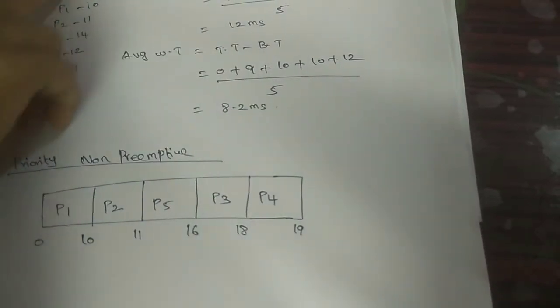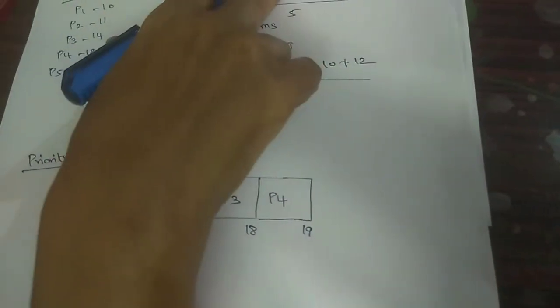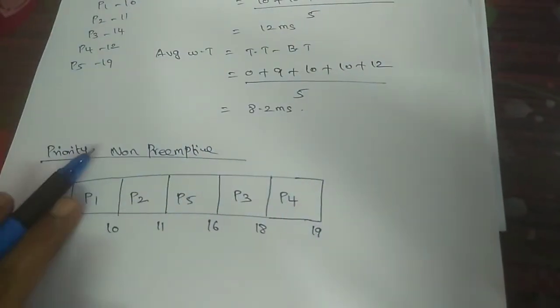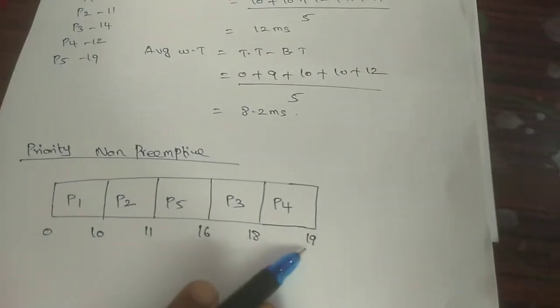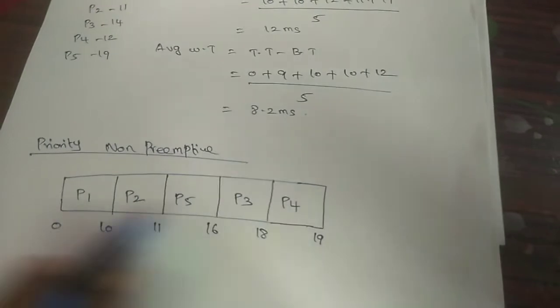So we can check in the case of SJF, the Gantt chart starts from 0 to 19, but the order of execution of the process differs. And for priority non-preemptive also, the Gantt chart starts from 0 and ends at 19, and the order of execution of the process differs. Okay, next we are going to calculate the CT.